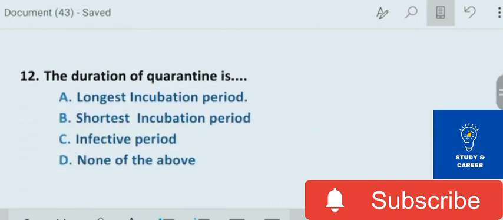12th, the duration of quarantine is A. longest incubation period, B. shortest incubation period, C. ineffective period, D. none of the above. So duration of quarantine is longest incubation period.